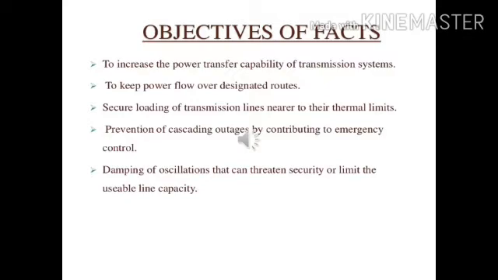These are the objectives mentioned below. It increases the power transfer capability of a transmission system to keep power flow over the designated routes. It secures the loading on the transmission line under the thermal limit. It maintains the voltage profile over the transmission system, and damps the oscillations that may threaten the security of the line capacity.